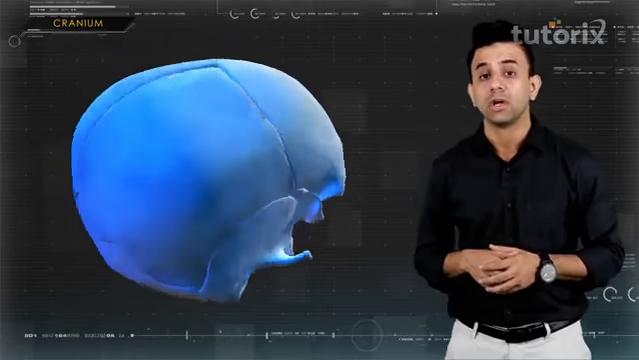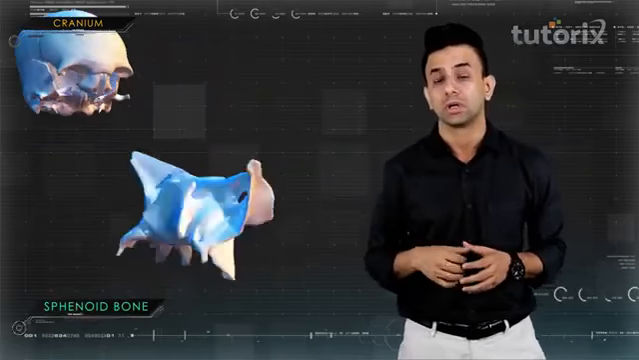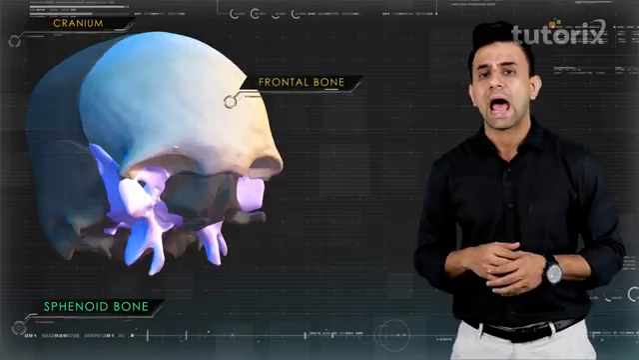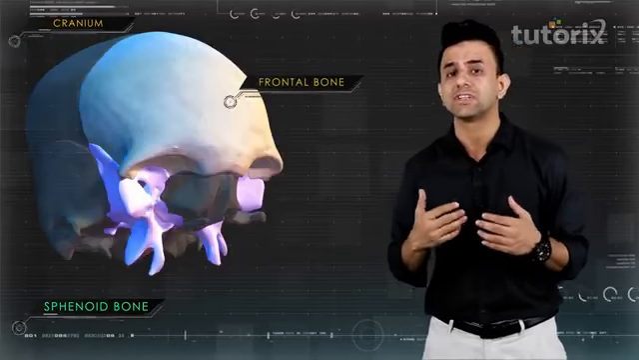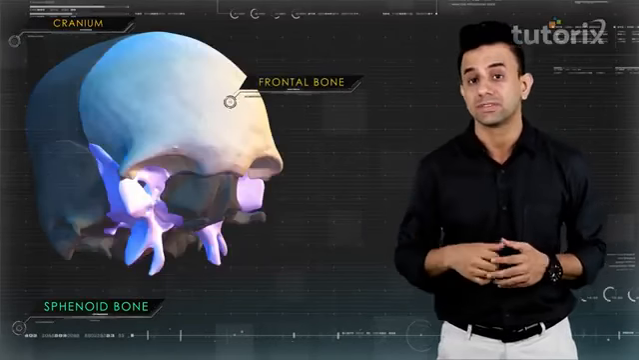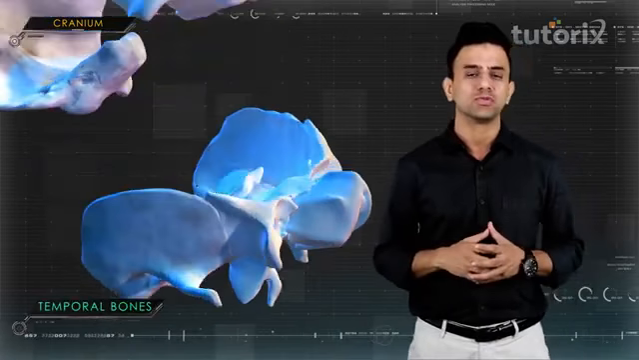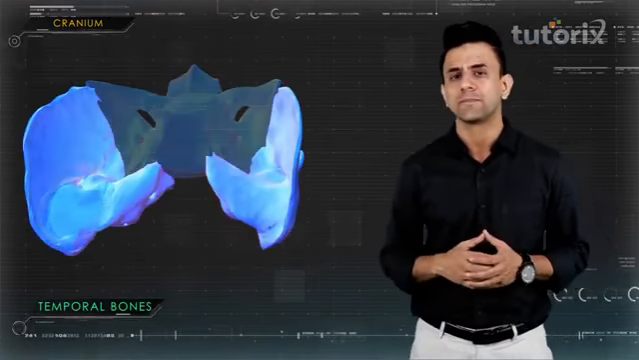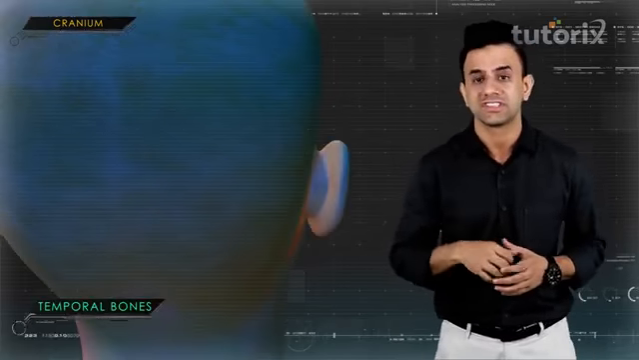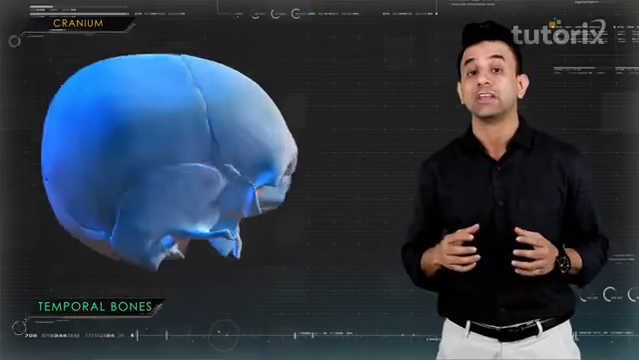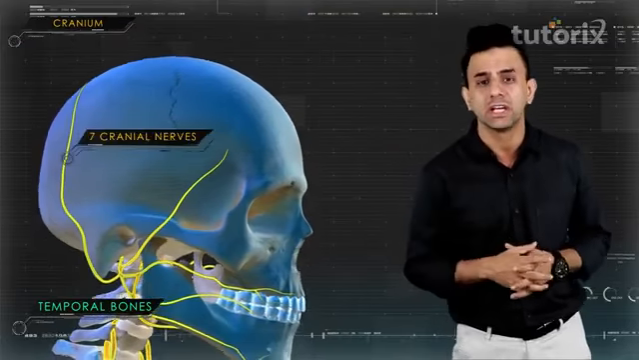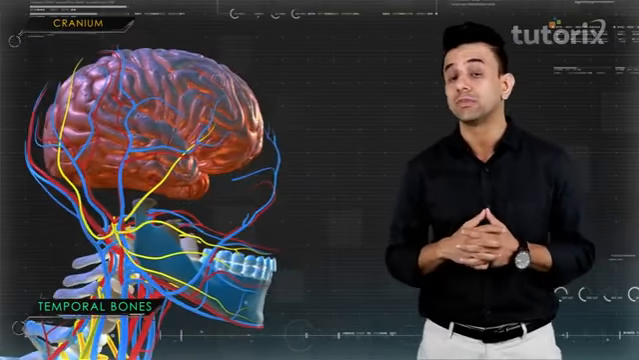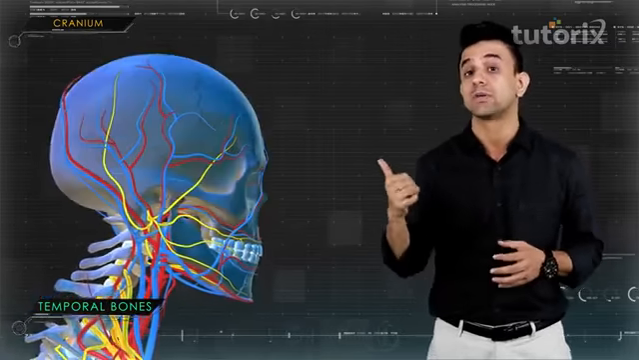After the parietal bone, we shall now talk about the sphenoid bone. The sphenoid bone is present just below the frontal bone and is present behind the cavity of the eye and the nose. Next are the temporal bones. The temporal bones are present at the base and the sides of the skull. The temporal bone houses the structure of the ear and the lower part of the 7 cranial nerves, and the major blood vessels to and from the brain traverse the temporal bone.